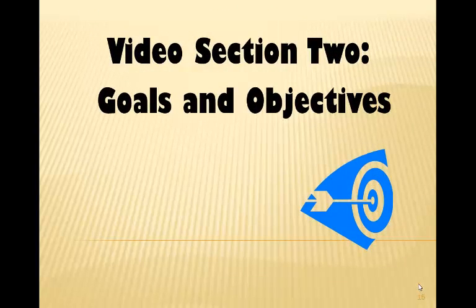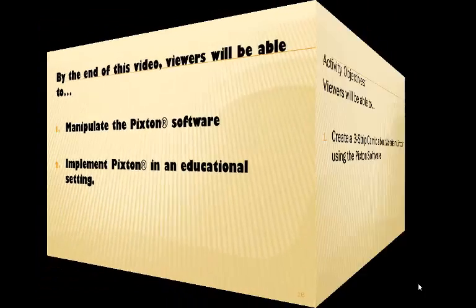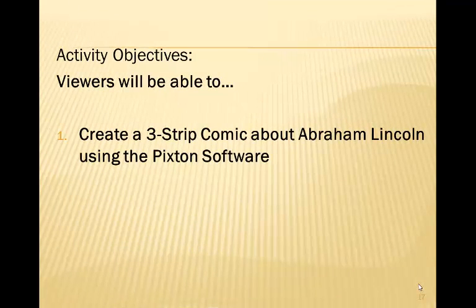Video section 2, the goals and objectives. By the end of this video, the viewers will be able to manipulate the Pixton software and implement Pixton in an educational setting. The activity objective: the viewers will be able to create a 3-strip comic about Abraham Lincoln using the Pixton software. This is just a starter activity for basic use of Pixton.